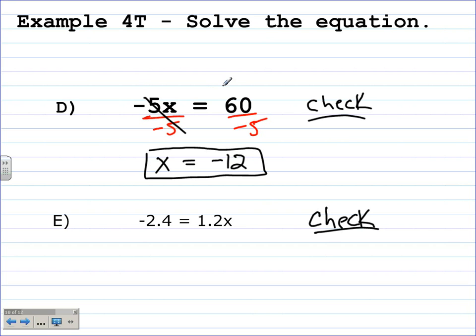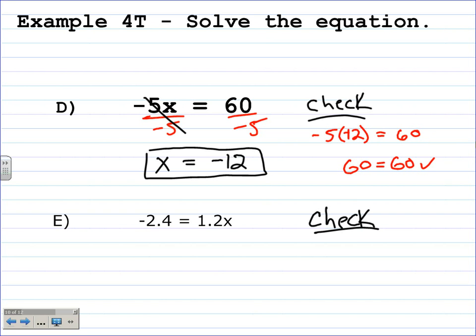We have to substitute it into the original equation to check. So that'll give us -5 times -12 is supposed to be equal to 60. And in fact, it is. It should be a pretty basic multiplication fact. So our solution does check.